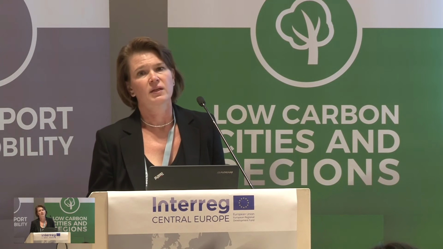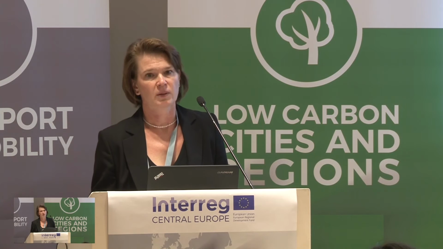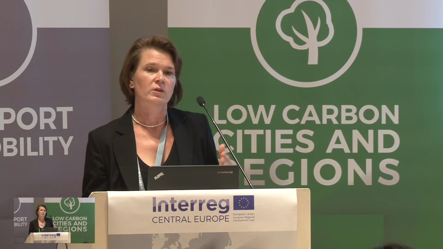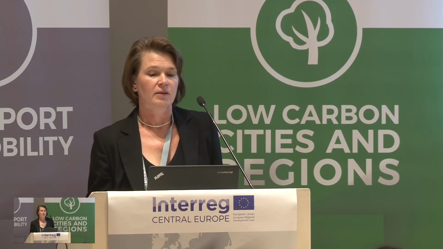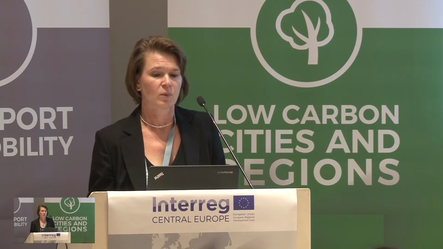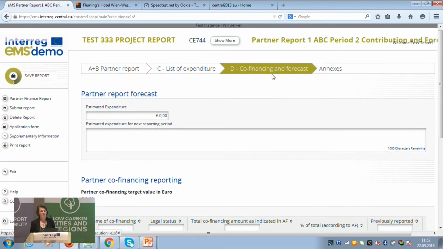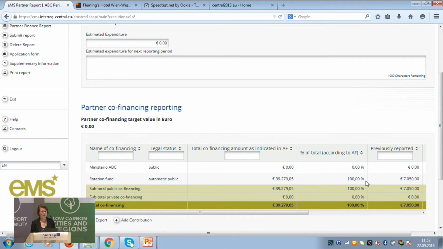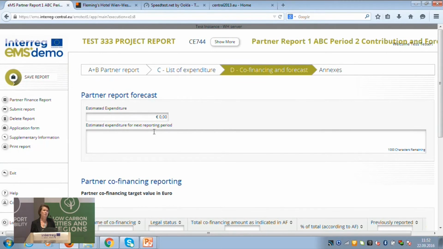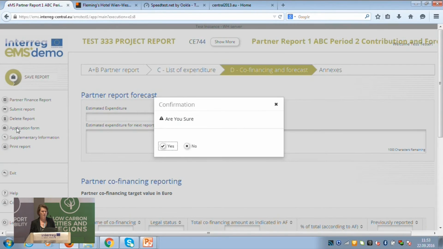This check, similar to the check you had upon submission of the application form, checks whether the report has been properly filled in. There is one check in the system which goes to section D, the partner co-financing. The system checks whether the information provided here really matches the target value. This is to ensure the correctness of the financial data in the report. So our project has passed, and then you can submit the report. Now you will find the button Submit Report in the menu, and you can submit the report.